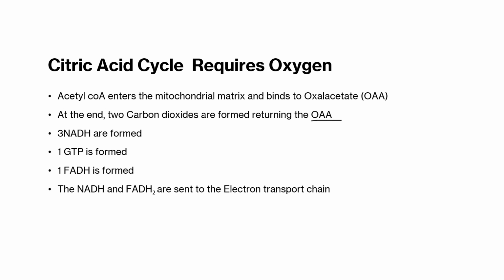What you end up with, though, is 3 NADHs. The N here is for niacinamide, which is a derivative from one of the B vitamins. You also make 1 GTP, which can actually be converted into ATP, and you make an FADH2, which is another B vitamin derivative. And so once you go through this and produce your 2 carbon dioxide molecules, the NADH and the FADH2 will be sent to the electron transport chain.